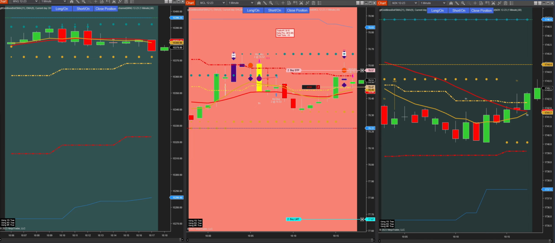On just a normal morning, after 10:30, 11 o'clock, to see a move like this, it just wouldn't happen all the time. So I wouldn't consider this a high probability setup.